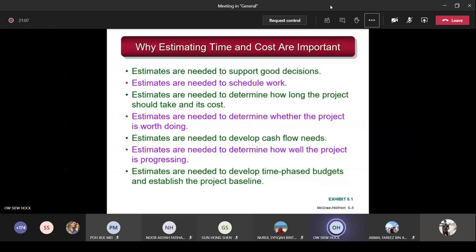Estimates are needed to develop the time-phased budget and establish the project baseline. Whatever you estimated is called the baseline. That means this is the basic minimum amount that you require to carry out the project, and the duration for each phase.